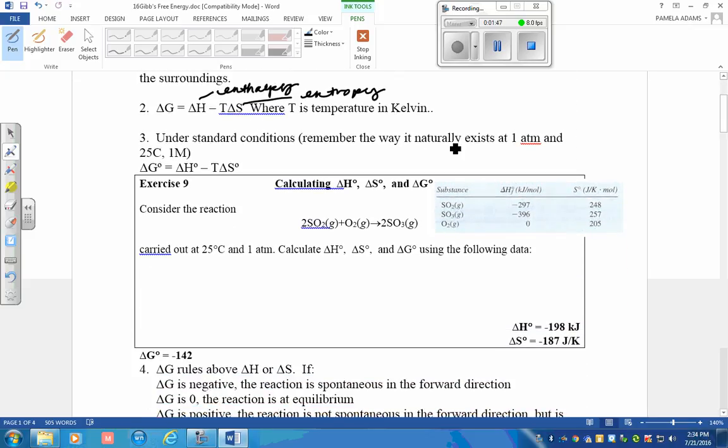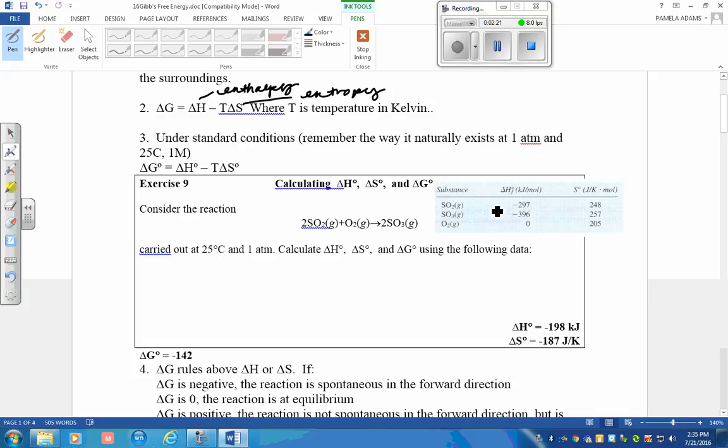Under standard conditions, remember standard conditions is the way you find it in nature, 1 atmosphere, 25 degrees C, and 1 molar. The equation looks like this. A lot of times you will not be given a temperature, just the naught sign, and you are to remember that that means it's 25 degrees C or 298 K. So here is a typical problem. We have this system, these two reactants forming this product, and they tell us it's carried out at standard conditions.